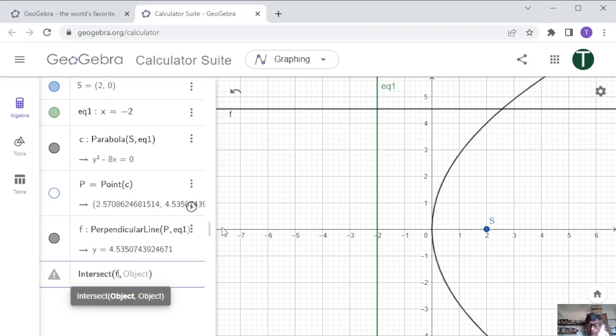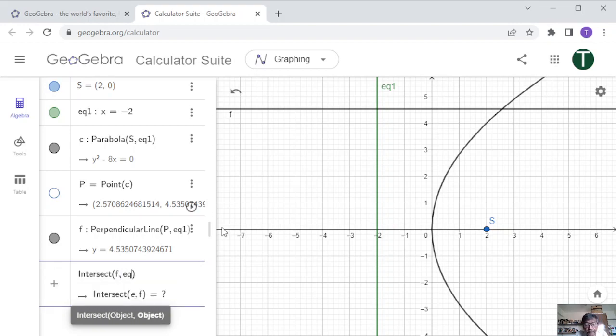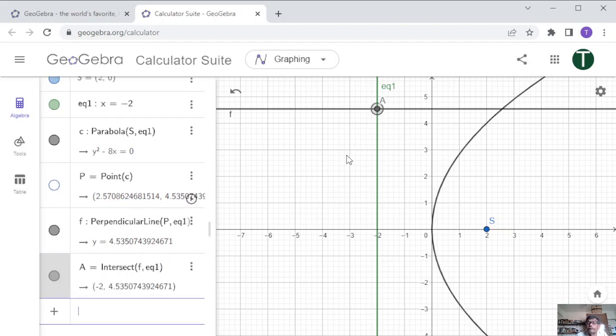So f comma equi1, equi1, and this point appears here and is given the name A. Is that clear? And that is this.